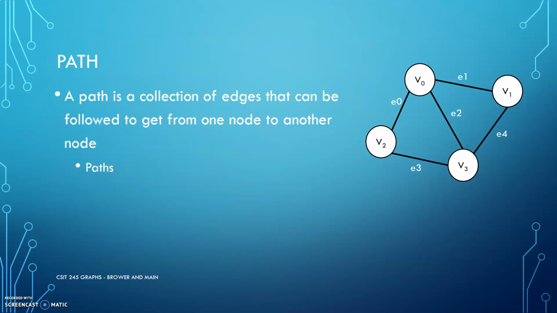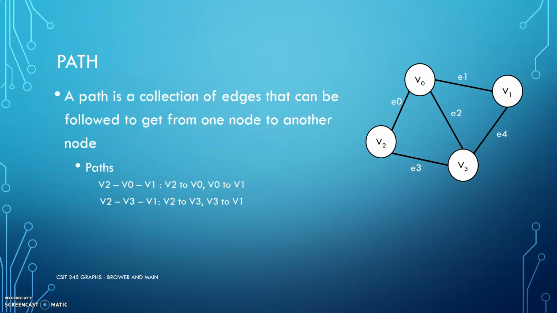Paths. A path would be a collection of edges that can be followed to get from one node to another. So V2 to V0 along this edge, then along edge 1 to get to vertex 1. That would be the path V2 to V0, V0 to V1. Another path would be going this way through V3: V2 along this edge to V3, along this edge to V1. And so those are two different paths going from vertex 2 to vertex 1, two different ways of getting there.